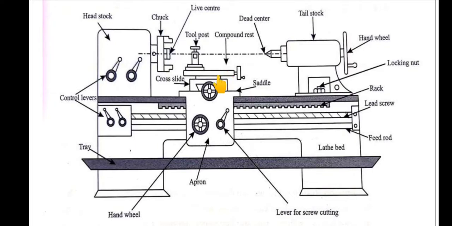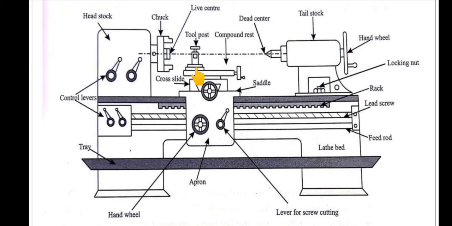Next part is the compound rest. The compound rest is mounted over the cross slide, and it supports the tool post. It has a circular base, where we can rotate it and set a particular angle. If you want to obtain a taper, we rotate this and feed the tool at a certain angle. For this purpose we use the compound rest.